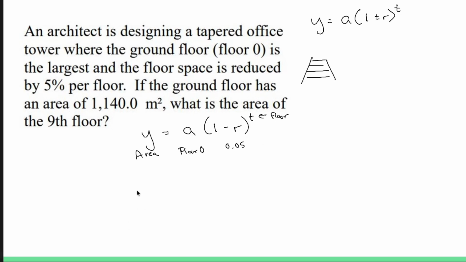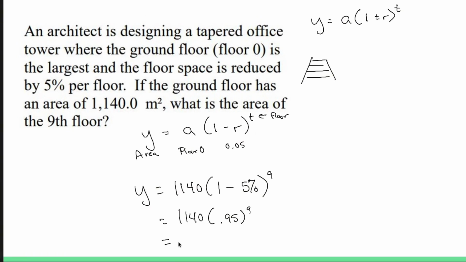All right, so the area that I care about is going to be the area of that 0th floor, 1140, times the quantity 1 minus r, which is that 5%, to the t power, which is the 9th floor. Very strange problem. Now if I want to do a little bit more, 5% is 0.05, right? So 1 minus 0.05 is going to be 0.95 to the 9.